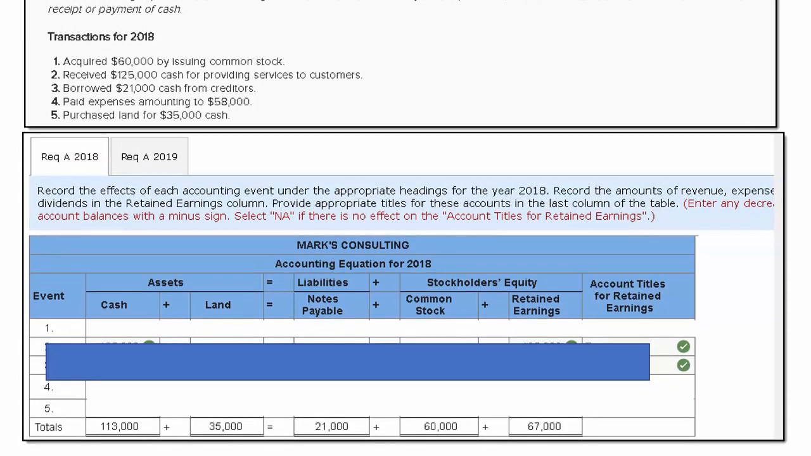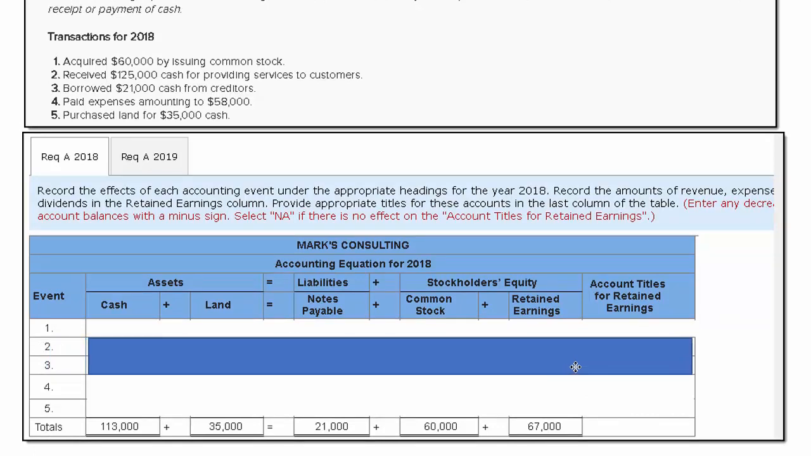I'll work number 2 and number 3 for you. So let's focus on number 2. Number 1, number 4, and 5, you're going to have to figure out which columns it falls under. And remember, the accounting equation always has to stay in balance. So assets have to equal liabilities plus stockholders' equity at the end of every transaction.